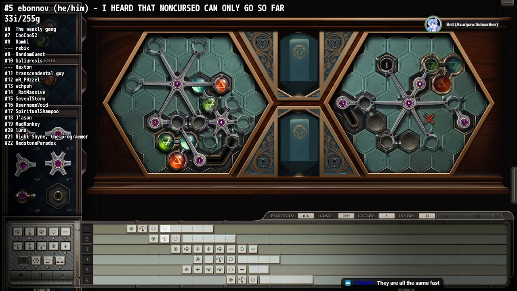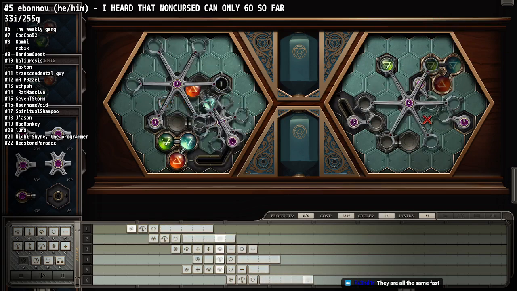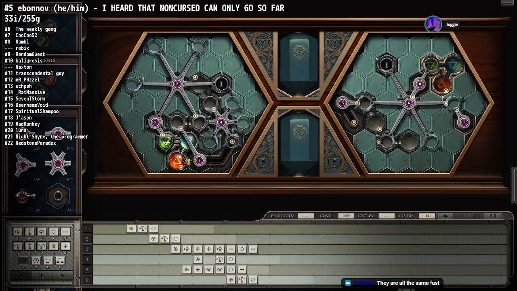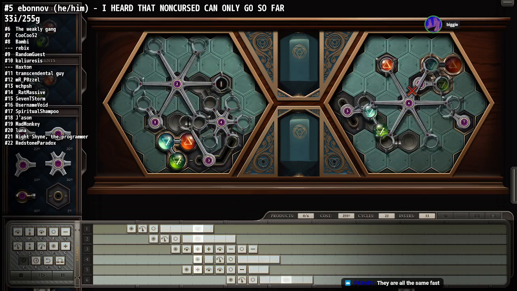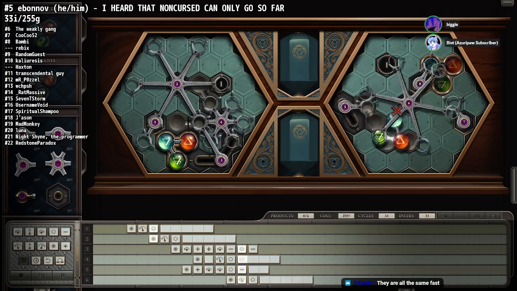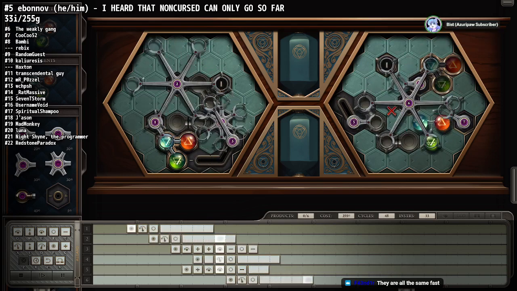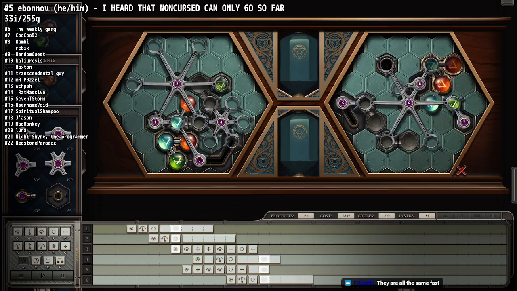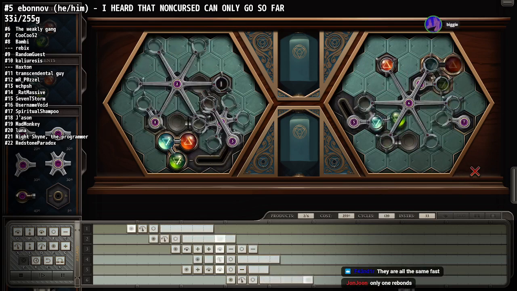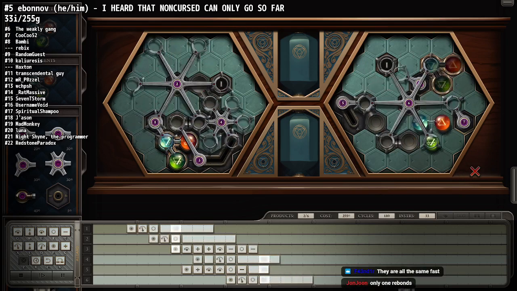Am I rotating in the right direction? I don't know. There was one that placed something and then it got rejected, but it didn't actually rebond anything because there wasn't any atom to rebond on. Yeah, that was the one that had to rebond. The other ones don't. Okay. Yeah, John says it's the only one that rebonds.